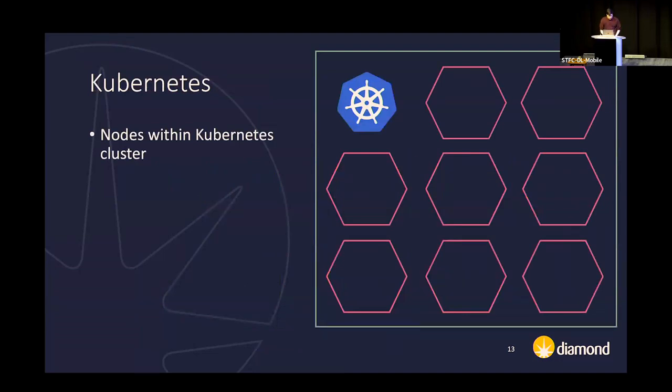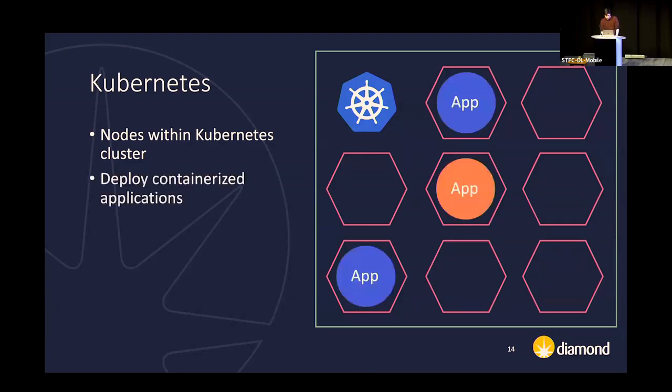So luckily for us at Diamond, we have an on-premises Kubernetes cluster. Kubernetes is a container orchestration system. I'll talk through a bit now what it gives you. So this picture is meant to be, each of these hexagons is like a node in a compute cluster, and then you have a Kubernetes control plane which has visibility of all of those nodes. So you might deploy containerized applications on these nodes.